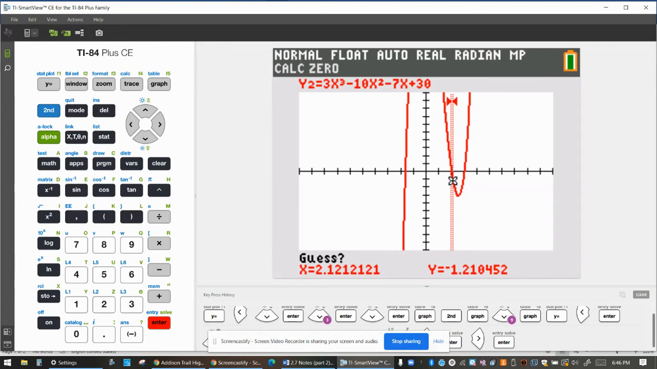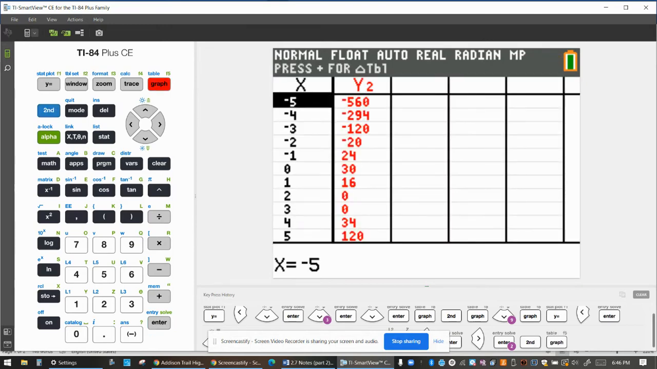So it's going to say, do you want me to guess? You're going to say, yes, sir. Yes, ma'am. Okay, so that confirms that (2, 0) is a 0. Again, this would appear on the table because your table counts by integers. Right, so there it is, (2, 0) and (3, 0).